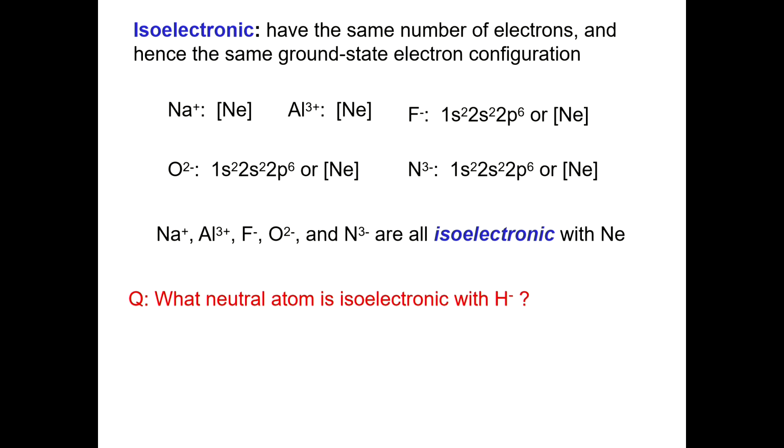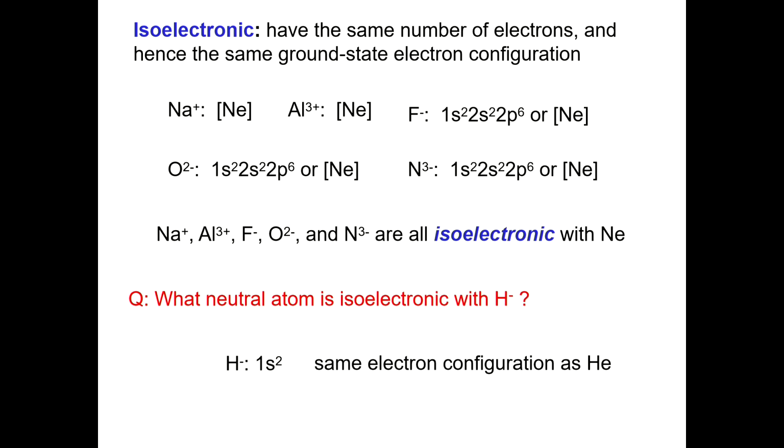So which neutral atom? Helium. Helium, yes. Why? Because when hydrogen gets one electron, it has 2 electrons, right? And then helium is 1s2. The neutral helium has 1s2. So these two are isoelectronic.